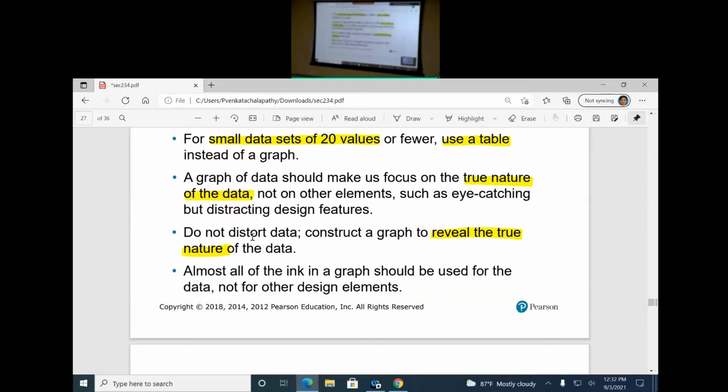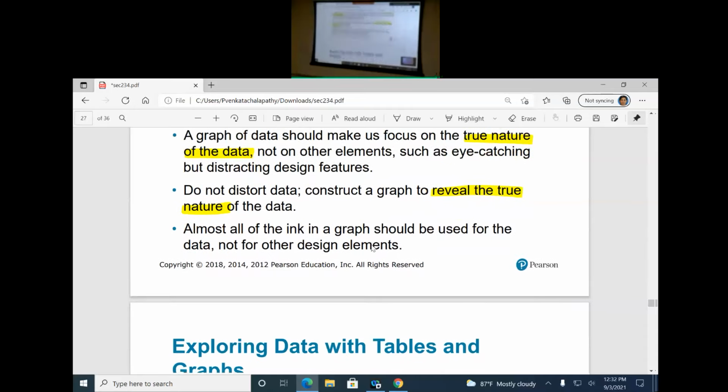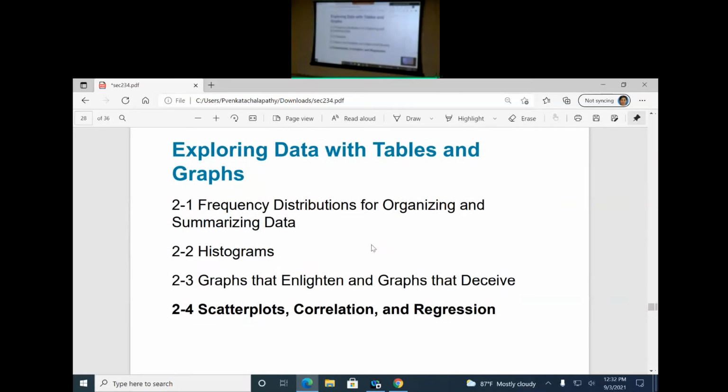Next is do not distort data. When you are constructing a graph, reveal the true nature of the data. Do not hide any values. If you think a value will change the pattern of the graph, do not hide it. You have to reveal all the values in the survey. And that's about your section 2.3, graphs that enlighten and graphs that deceive.